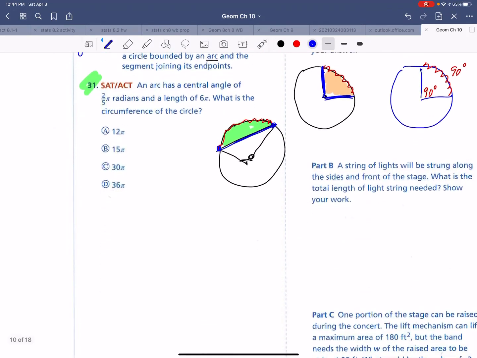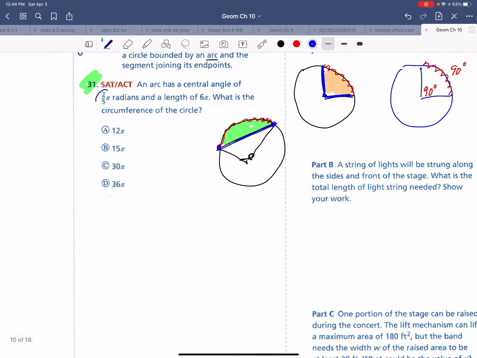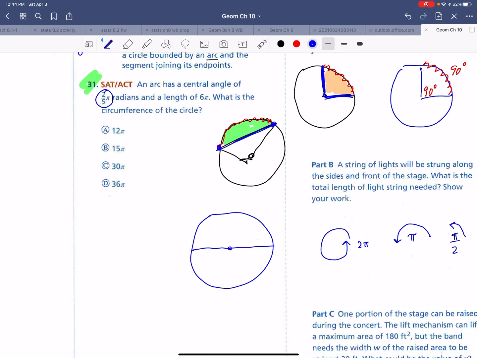All right, let's look at 31. An arc has a central angle of 2/5 pi radians. So let's think about this. We said in radians, all the way around is 2 pi. So half the way around is just 1 pi. So a quarter of the way around is pi over 4. Or excuse me, pi over 2. All right, so they're saying if this is 1 pi, they want 2/5. So I'm going to cut this in 5 equal pieces. 1, 2, 3, 4, 5.